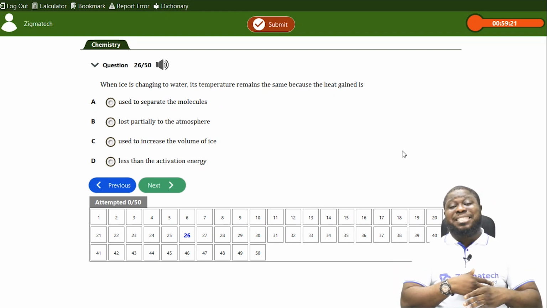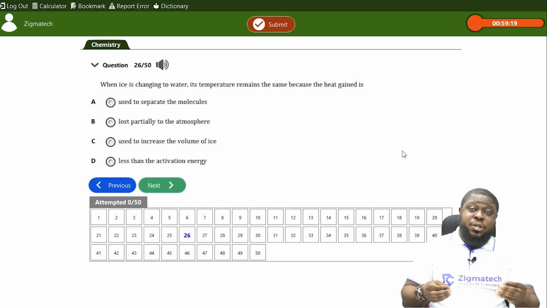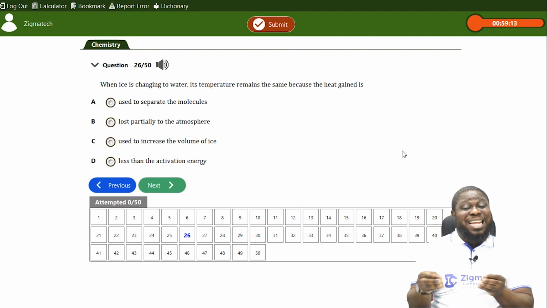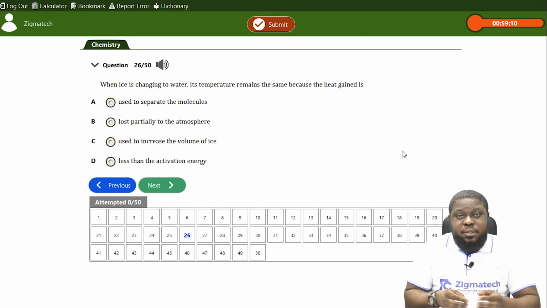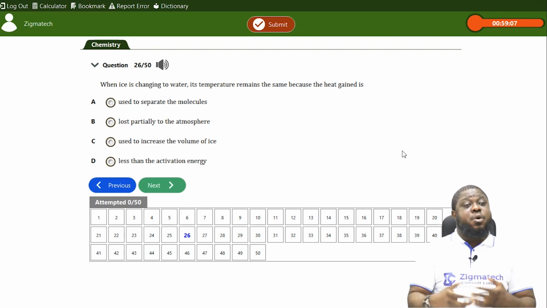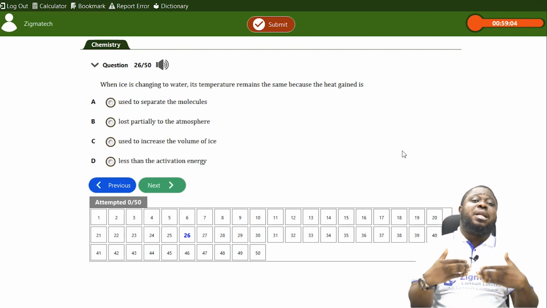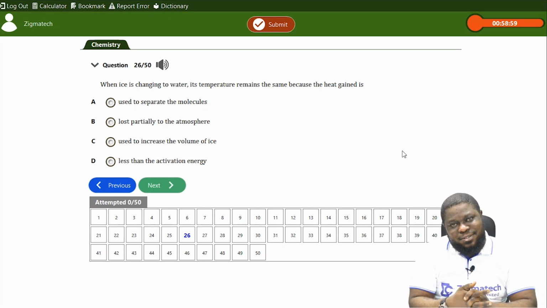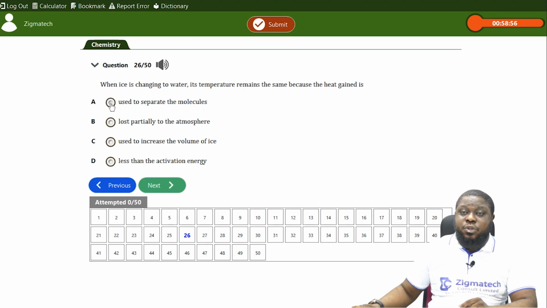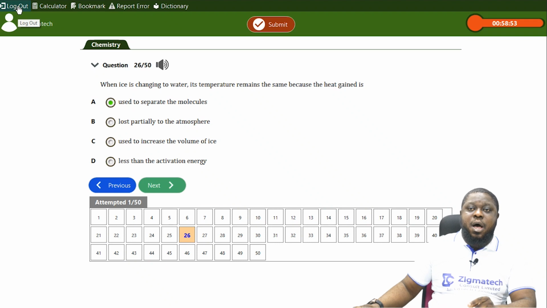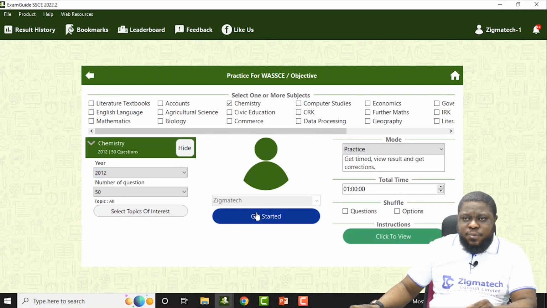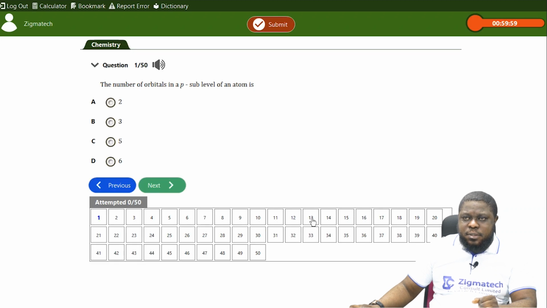Because as the molecules are leaving the solid, the ice is losing its strength. And as the ice is losing its strength, the ice is melting. So the separation of these molecules leads to melting. In essence, what leads to melting is the separation of molecules. So the answer is used to separate molecules. Now, our next question in the exam guide is 2012, question 14.